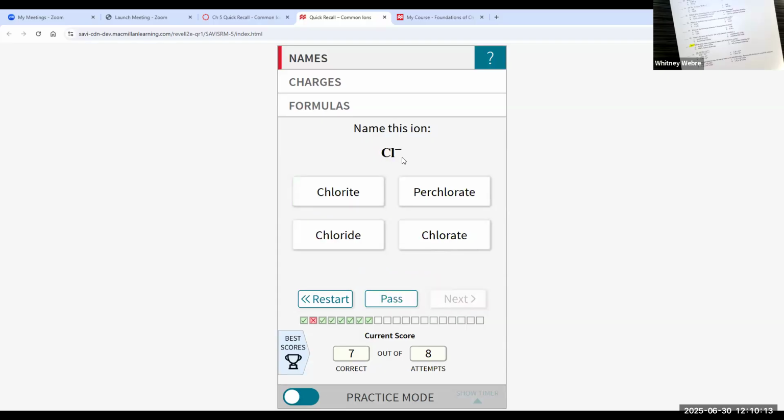Cl minus. What do y'all think? Yeah, I agree. Perchlor or something would be with an O in there, so it can't be this. Chlorate, that's ClO3, I believe. Let me double check. Yeah, ClO3. Chlorite is ClO2, so it has to be chloride.